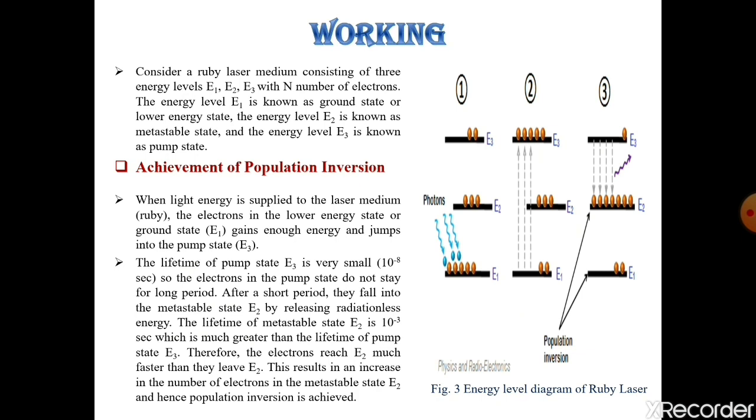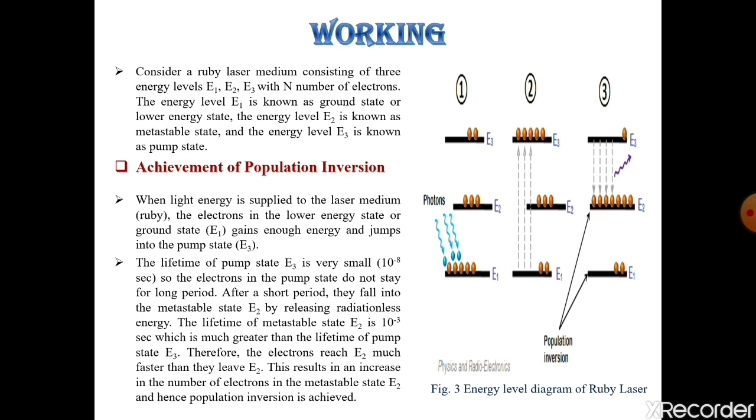Achievement of population inversion. In figure 3, we see the energy level diagram of ruby laser in which the number of electrons is more in energy level E1, then E2 and then E3. When the light is supplied to the laser medium, the electrons in the lower energy state or the ground state gain enough energy and jump into the pump state E3 as depicted in 2.